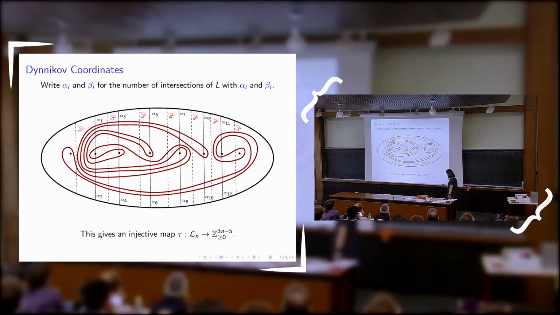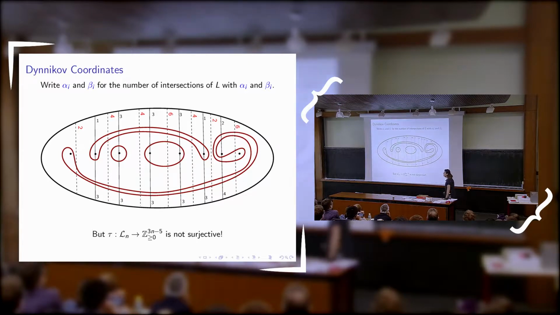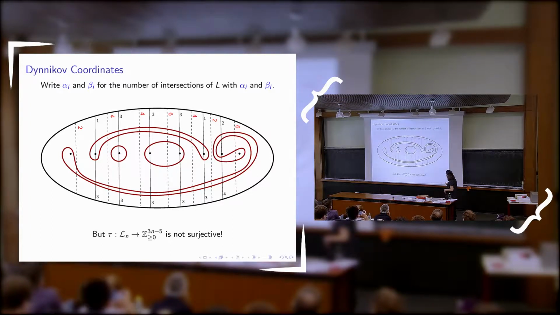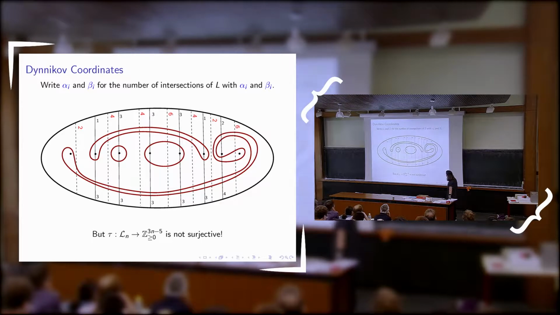Now the problem about these coordinates is that it's good, it's an injective map, but it's not surjective. For instance, if you concentrate on this number of intersections on these edges, and if you glue up the pieces lying on these edges together, it might be that you have some curves bounding the puncture, or which is boundary parallel.